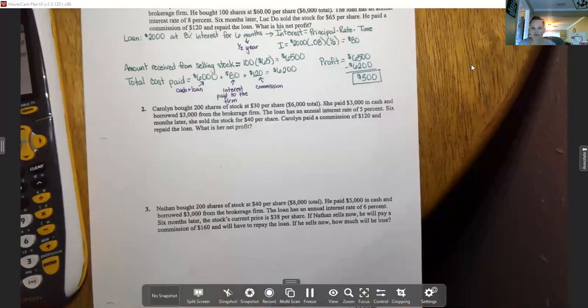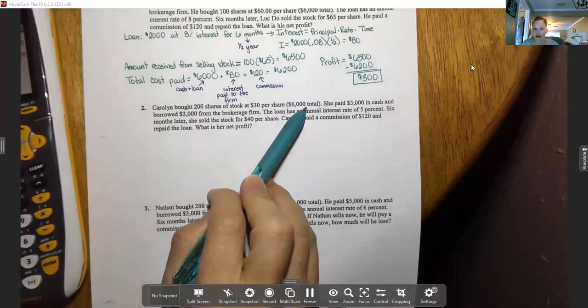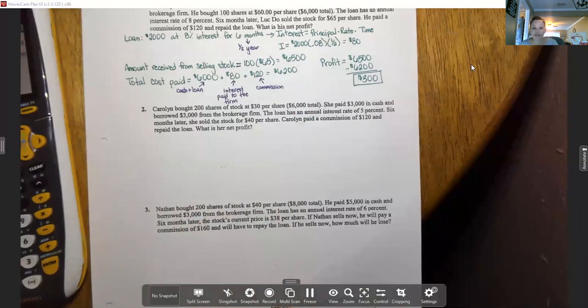All right, number 2. Carolyn bought 200 shares of stock at $30 per share, so it's $6,000 total. They're telling us that part already. She paid $3,000 in cash and borrowed $3,000 from the brokerage firm. This loan has an annual interest rate of 5%. 6 months later, again, she sold the stock for $40 per share, and she paid a commission of $120 and paid the loan back. What is her net profit?